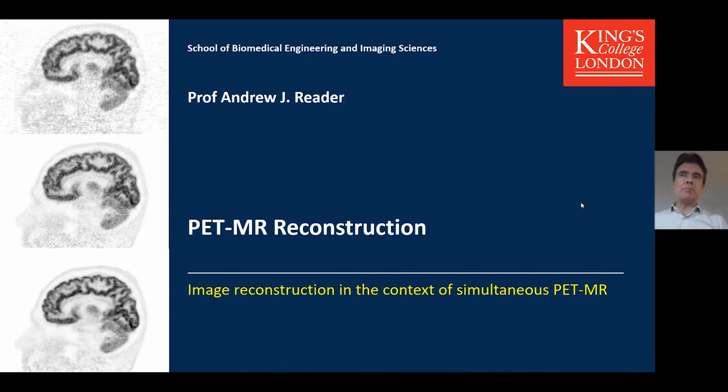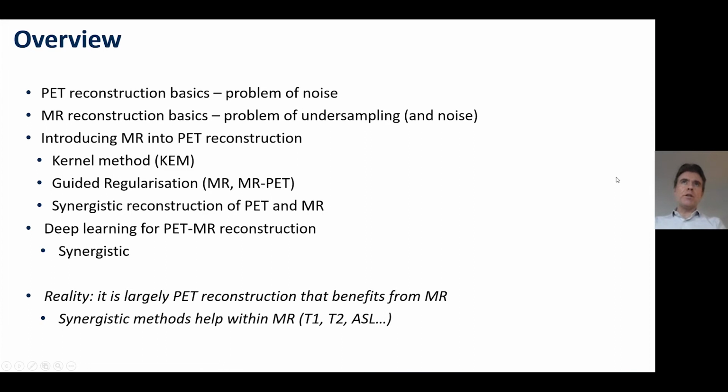This talk is really aimed at looking at how we combine PET-MR together in the context of reconstructing the images. So here then I'll quickly review the super basics of the core of PET reconstruction and show you the problem of noise that is the main issue with PET reconstruction, and then rapidly talk about MR reconstruction basics, again identifying the problem as being undersampling due to trying to run things faster and faster in terms of acquisition, and also noise can be an issue.